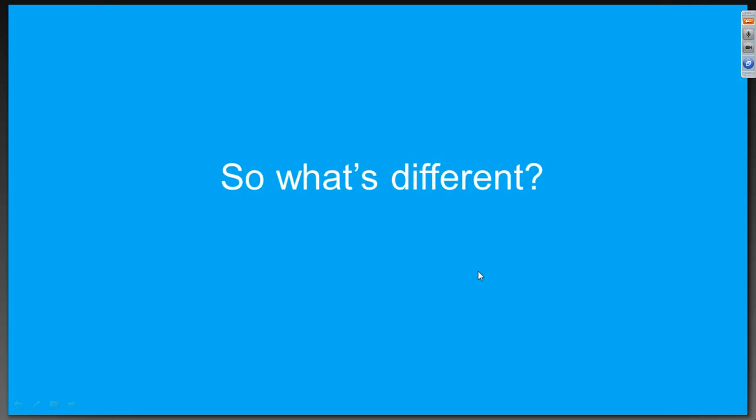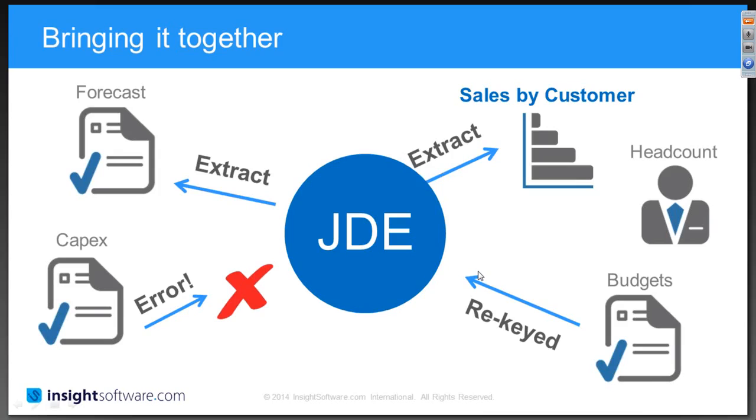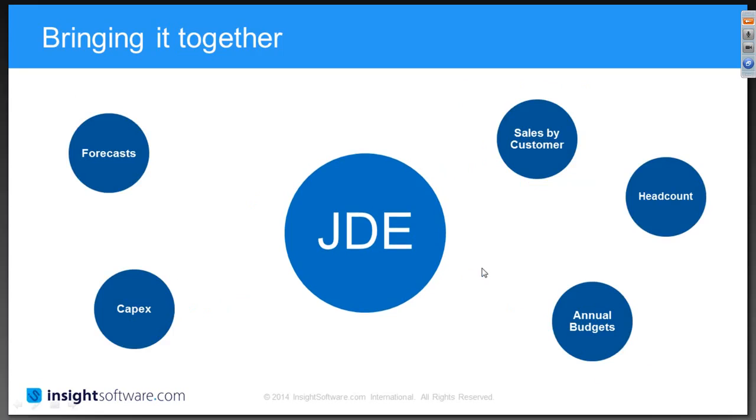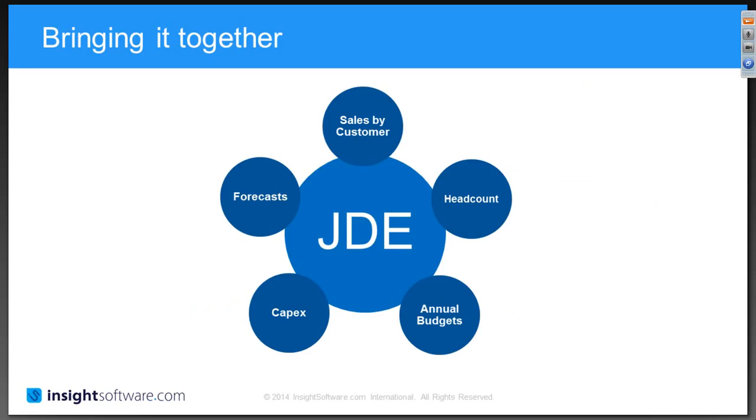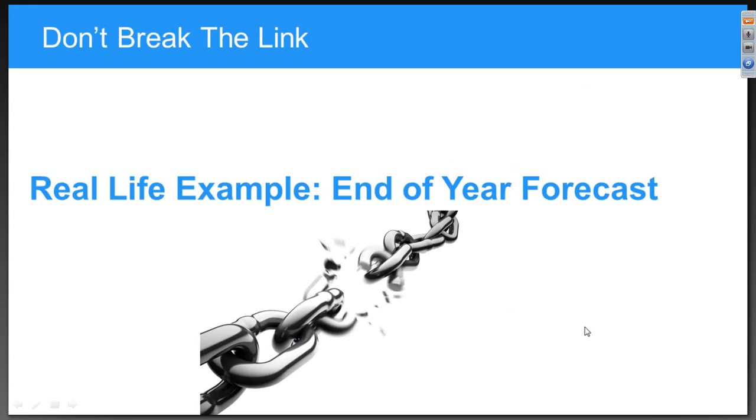So what's different with Insight? Well, what we've done is we've developed a system where you can get rid of all of those different spreadsheets and all those different databases and bring them all together into JD Edwards. So you actually get that integrated planning system that you've always wanted. And we're going to show a couple of these as examples. So we're going to show some live software.